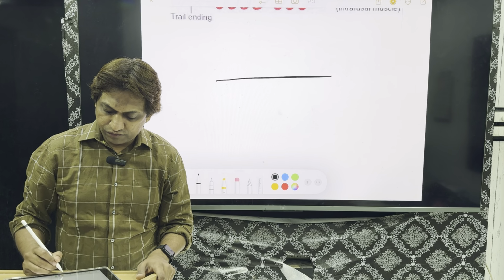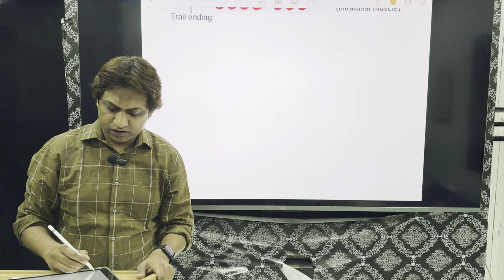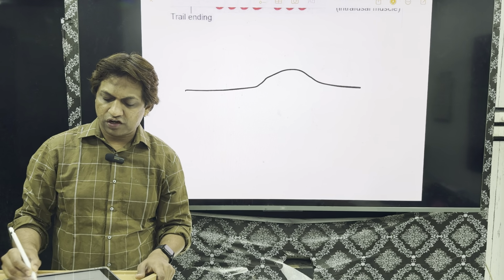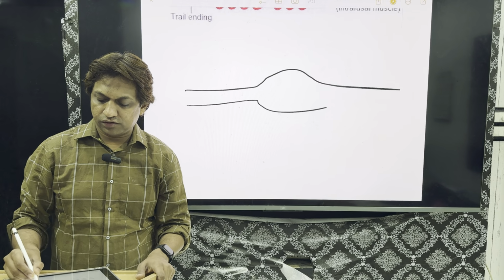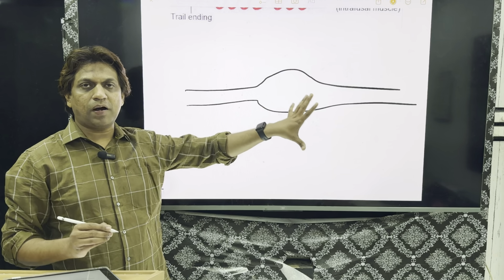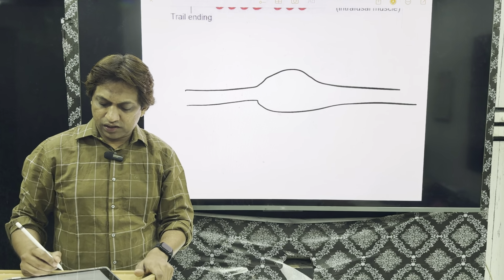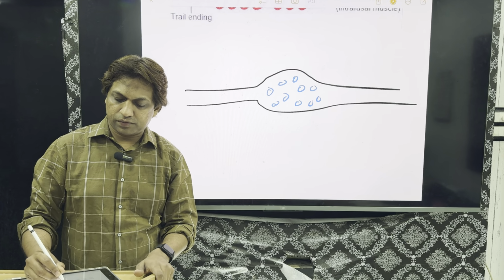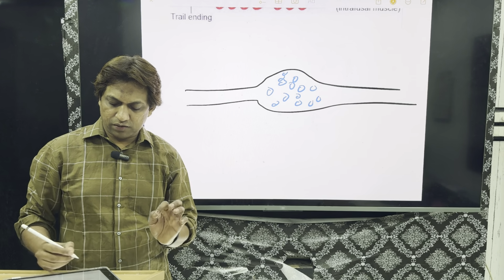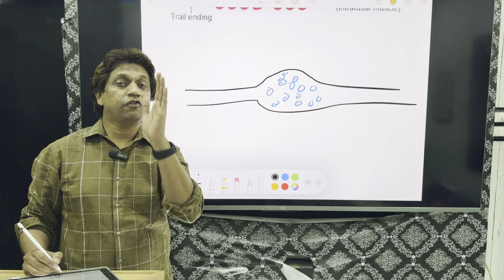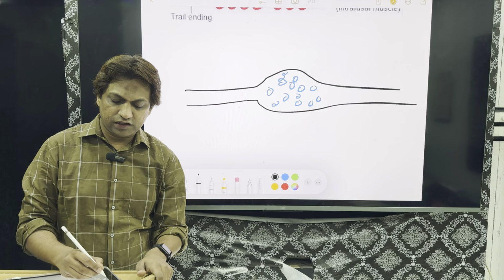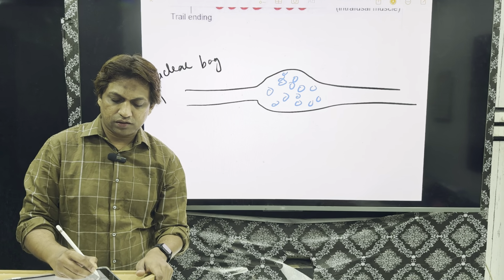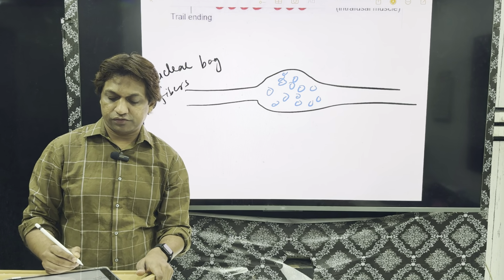These intrafusal fibers are of two types. One is known as nuclear bag fibers, which I am drawing right now. At the center there is a bulging, and the nuclei are present here at the center. This type of intrafusal fiber present in the muscle spindle is known as nuclear bag fibers. Very simple, nuclear bag fibers.